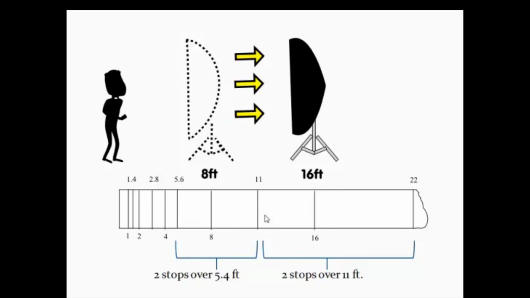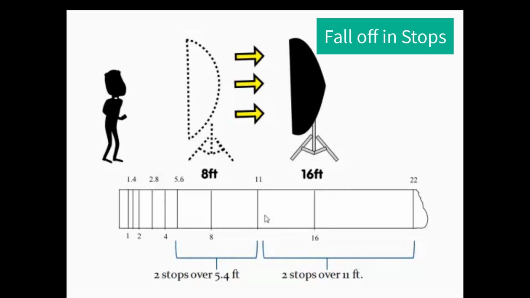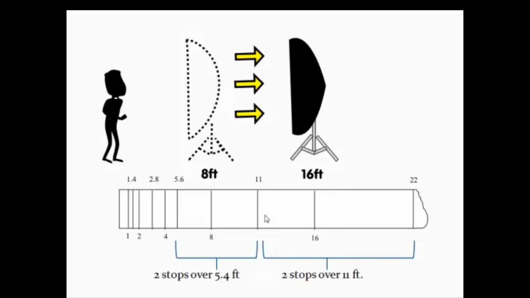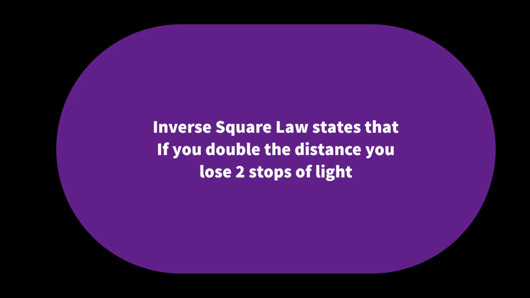In photography, we measure the amount of light in aperture stops. For example, if I go from f5.6 to f8, that's one stop, and the light lessens by that amount of stops, or better known as fall off. As you increase the distance, the fall off becomes less. So if you double the distance, you lose 2 stops of light.